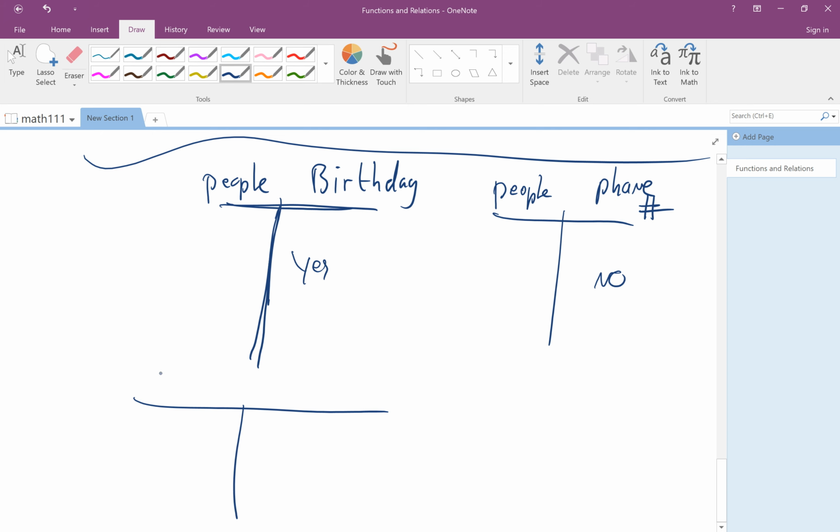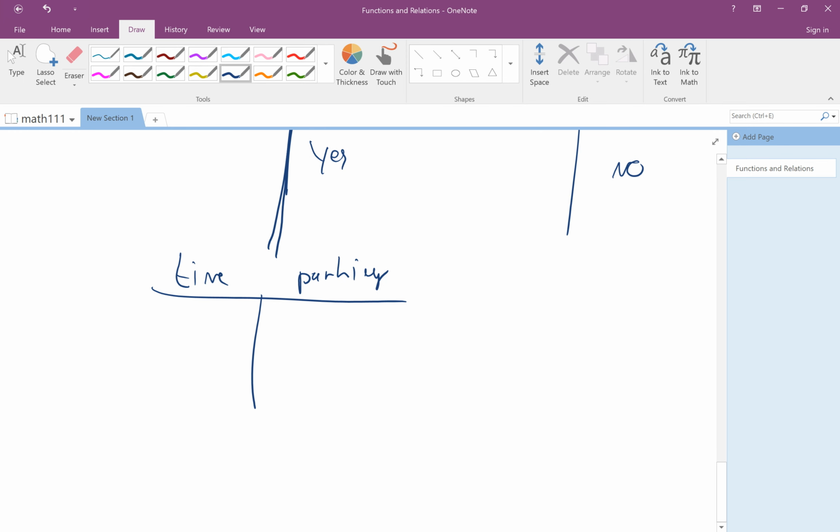How about this? Time, parking at a smart park downtown Portland. You got to think about it. How does that work? The more time you park, the more you pay. The more you park, the more you pay? Unless it's a flat fee. So in a smart park, how does that work?